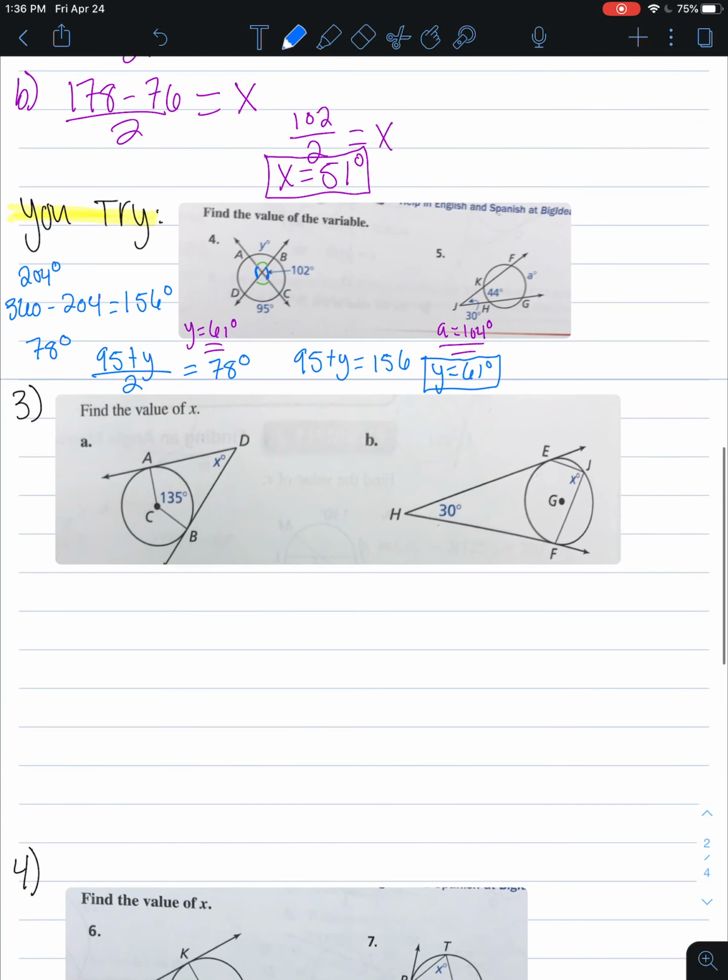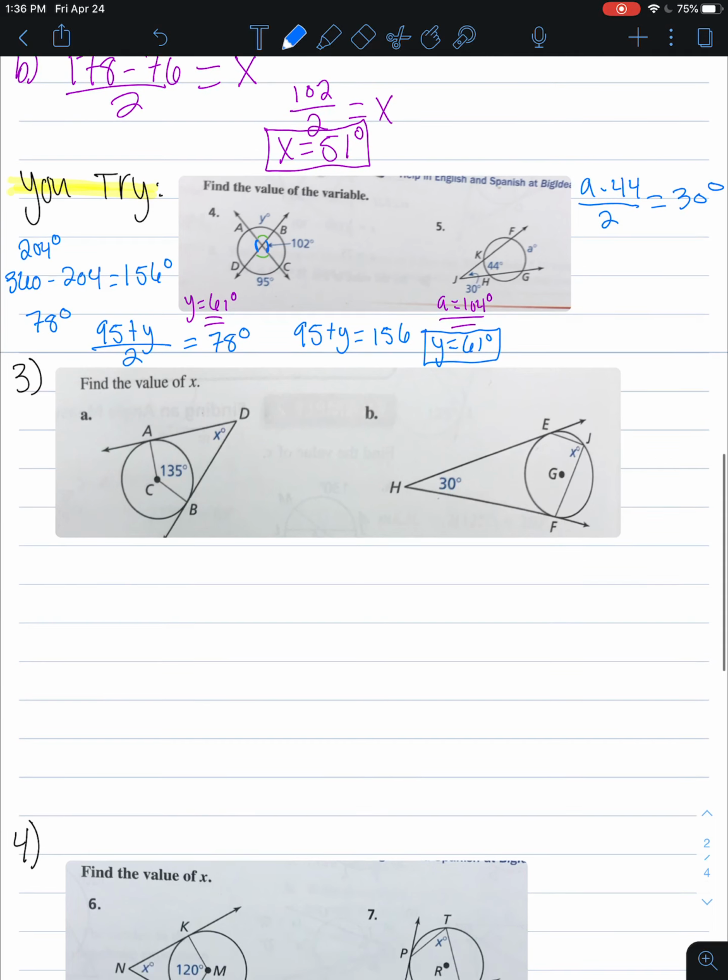This is talking about a circumscribed angle, one that's on the outside. If we set that up, normally it says that we can do big minus small divided by 2 is the one on the outside. So instead of knowing the bigger angle, we're just going to name it A. So A minus 44 divided by 2 is going to be equal to 30 degrees. To solve for A, we have to multiply by 2. So A minus 44 is equal to 60. Then when we add 44 to the other side, we get A is equal to 104 degrees.